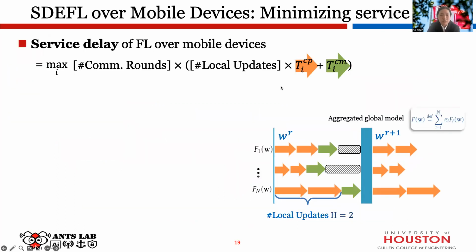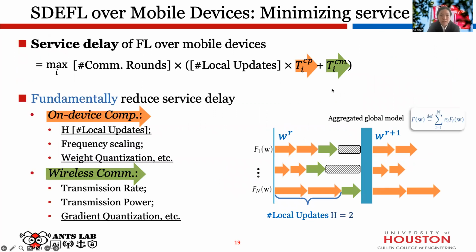To minimize the service delay, here we list several factors that can potentially reduce the computing and communication delay. But since we cannot consider all the factors in one work, in this work we aim to fundamentally reduce the service delay from algorithm design. So we choose two different methods. First is to adjust the local update numbers, and also use the quantization scheme in both the computing stage and the communication stage.